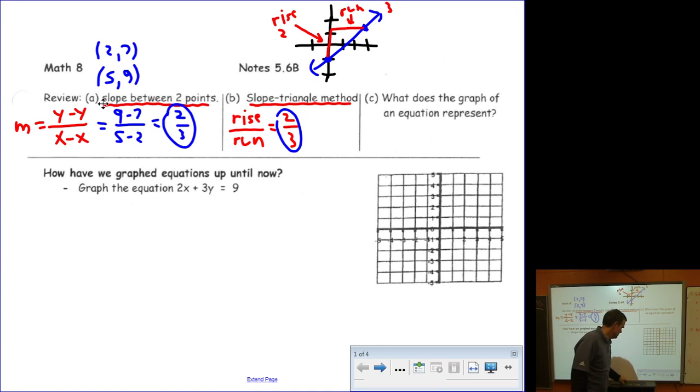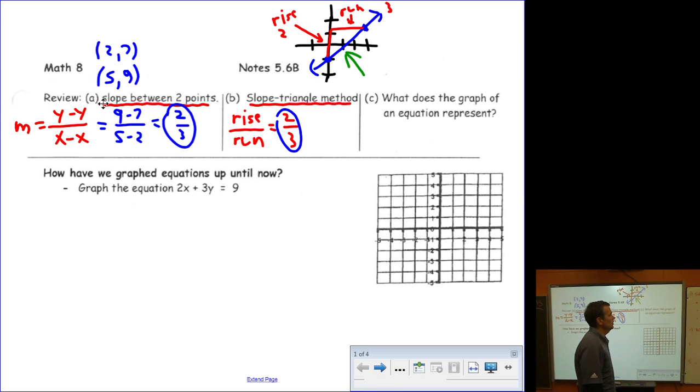That rise over run, being able to do this is going to help us graph lines so much quicker. The rise over the run. We're going to take that in a minute, and instead of using that to calculate the slope, we are going to use the slope to draw the line. We'll get to that in a minute.